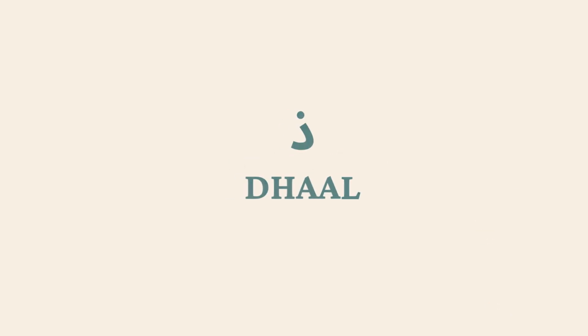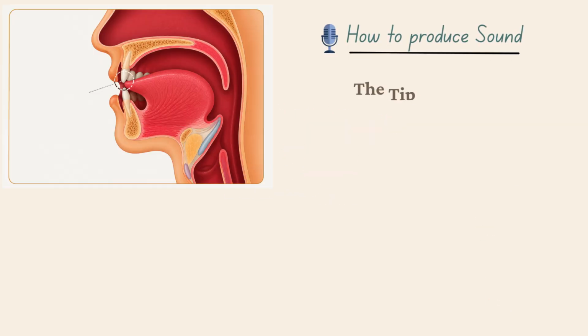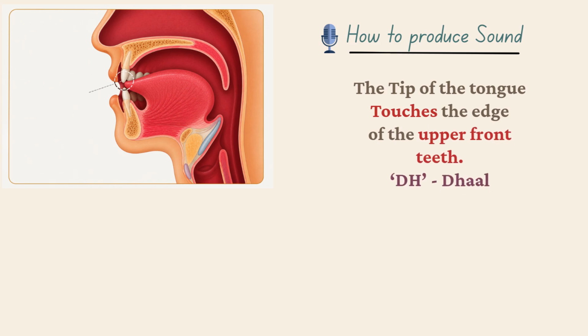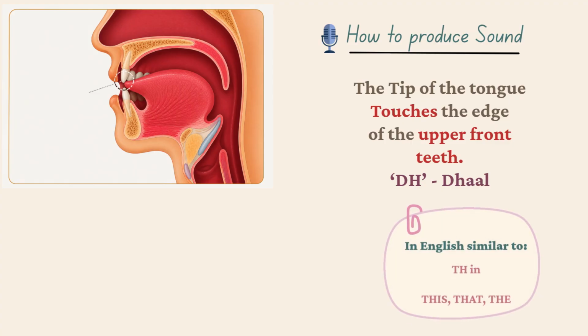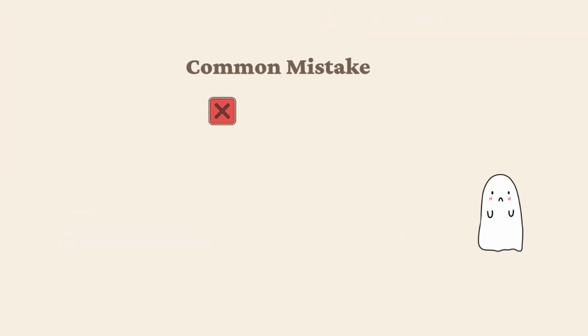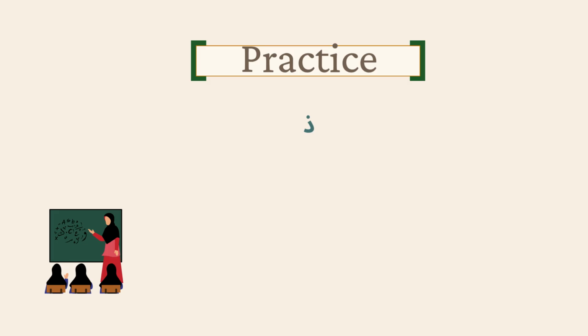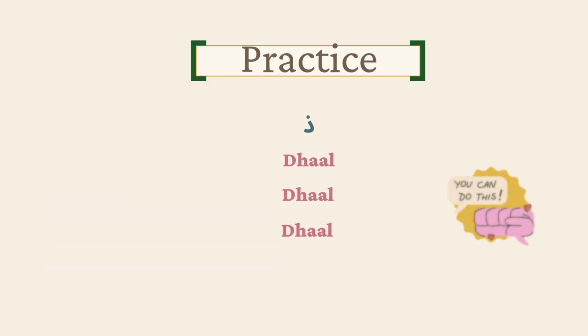This is Dhal. The articulation of Dhal is the tip of the tongue touches the edge of the upper front teeth. Dhal. In English, similar to the, in this, that, the. The common mistake while pronouncing Dhal is do not say Dal or Dha. Now, say it with me. Dhal, Dhal, Dhal. Hope you got it.